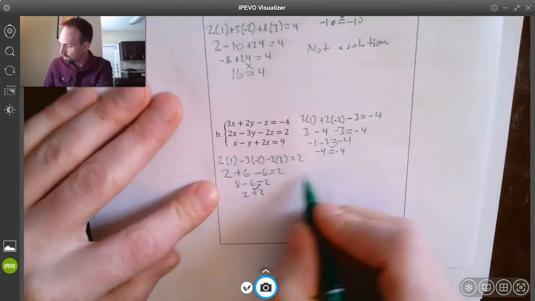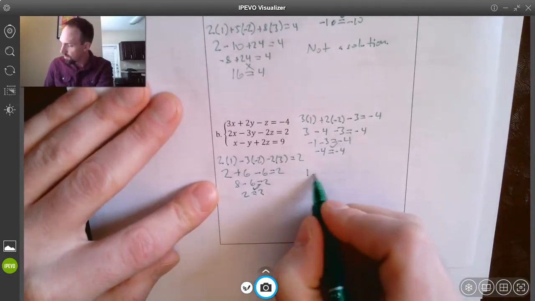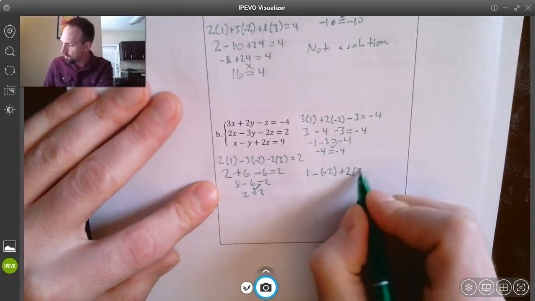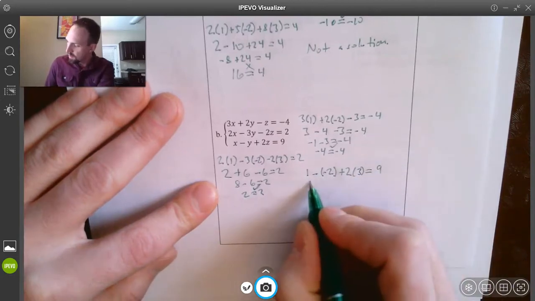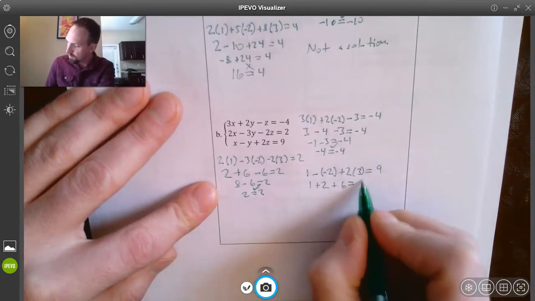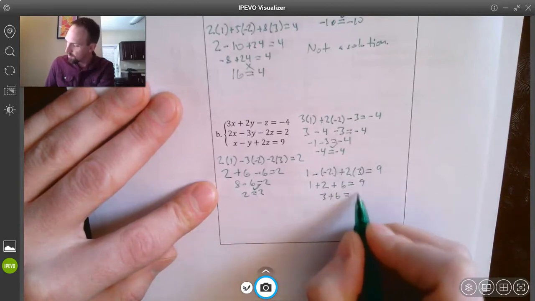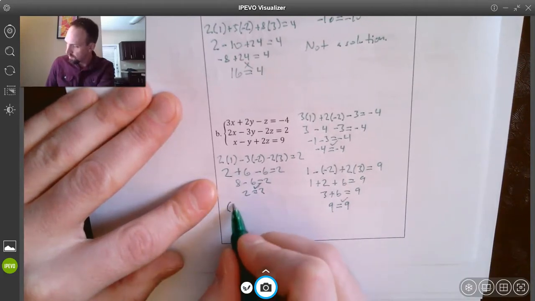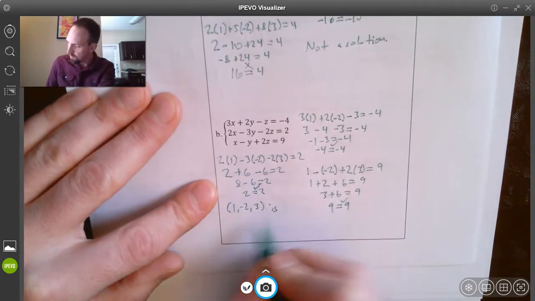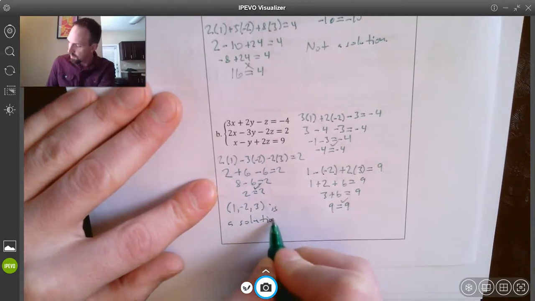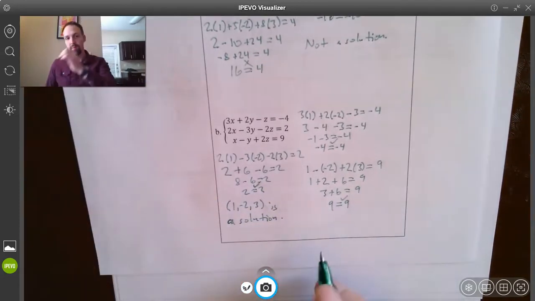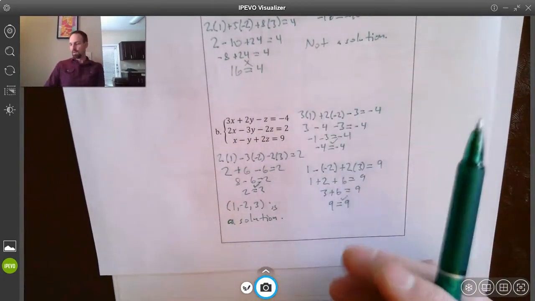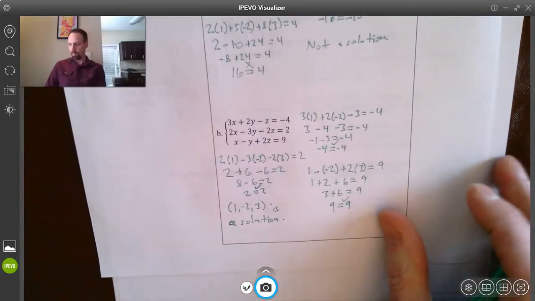And then now the last one here. So x1 minus negative 2 in parentheses plus 2 times 3 equals 9. So 1 plus 2 plus 6 equals 9. 1 plus 2 is 3. And then 9 does equal 9. So it is. Negative 2, 3 is a solution. That means this point is a solution to this system of 3 variable equations.